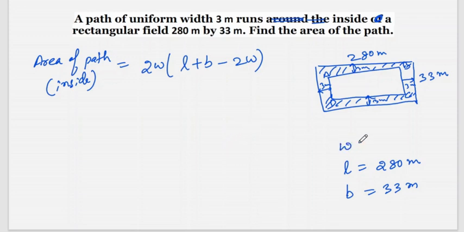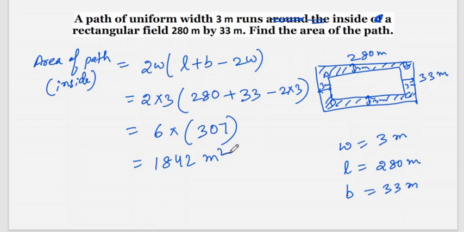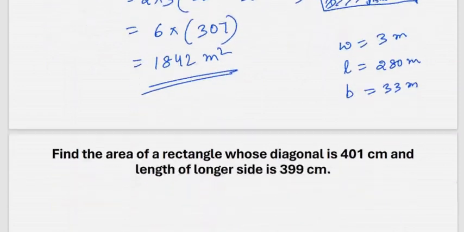And what is W here? W is given as 3 meters, that is the width of the path. So it is 2 into 3, L is given as 280, B is given as 33, and minus 2 into 3. So you can calculate 6 into (280 plus 33), so you got 313 minus 6, that is 307. So now you got 1842 meter square as your answer, and this is your area of the path. Okay, next question.